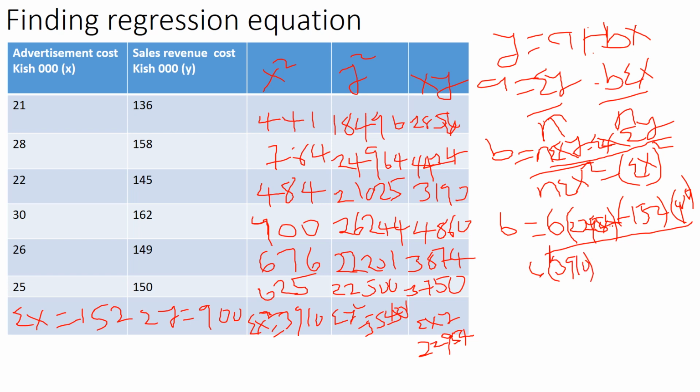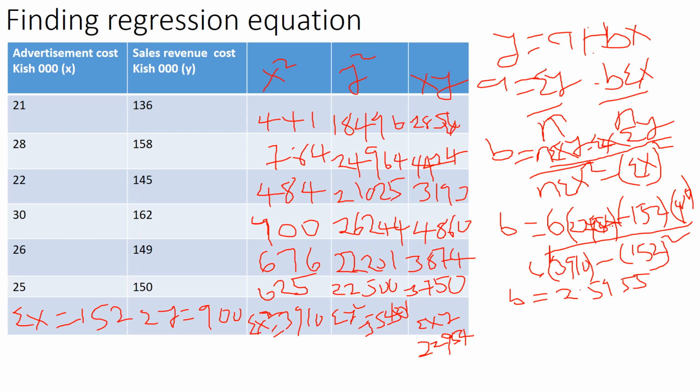Then we subtract the summation of x, which is 152, and then we square it. When we work out these, we get the value of our b being equivalent to 2.5955 approximately.